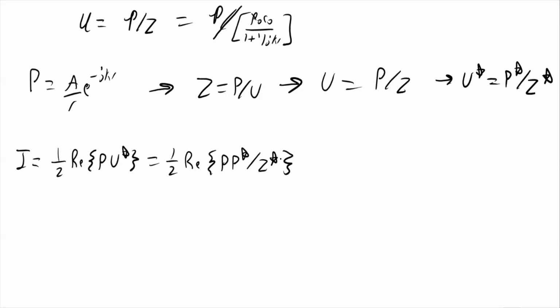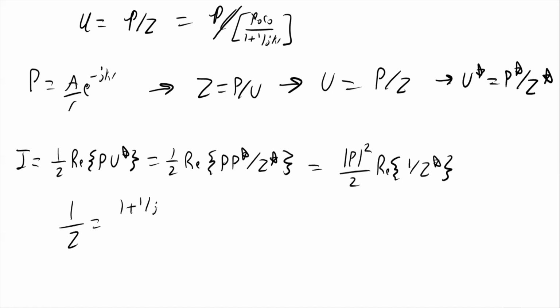But if you know your complex analysis, a number times its complex conjugate is the square of the magnitude. So we can pull those outside. So it's magnitude P squared over 2 real 1 over Z. Okay, so what is 1 over Z? Well, that's 1 plus 1 over jkr over rho naught c naught. So 1 over Z complex conjugate is 1 minus 1 over jkr over rho naught c naught.